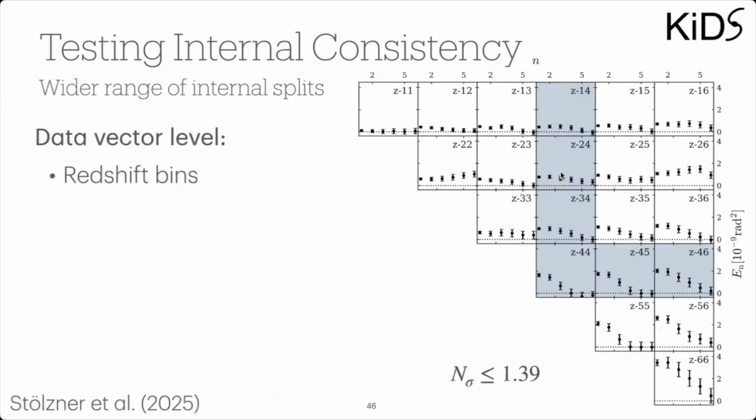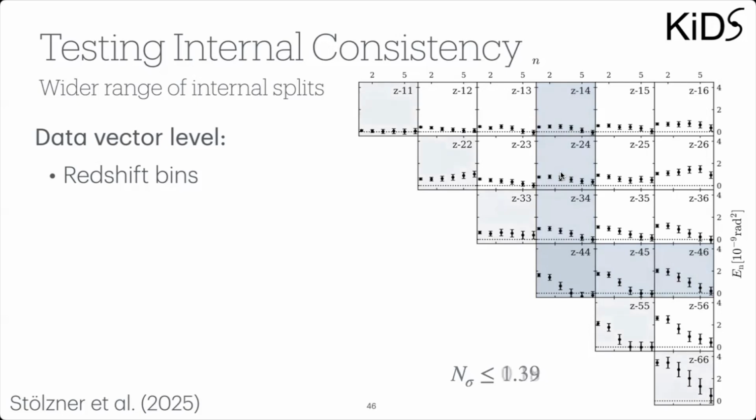And considering the splits of the data, we have greatly expanded the list of tests compared to the earlier KiDS 1000 analysis. First, at the data vector level, we looked at different redshift bins. And in the plot on the right, I just show the measurements for all combinations of redshift bins. And we select here bin 4 and all its cross correlations as our subset A. And the second subset would then be composed of the remaining redshift bins and their cross correlations. And of course, we can isolate each of the 6 bins in the same way.